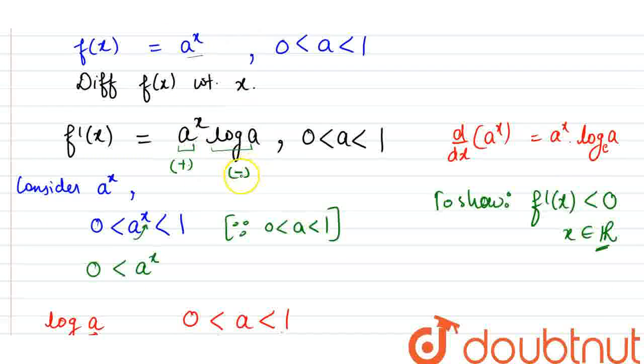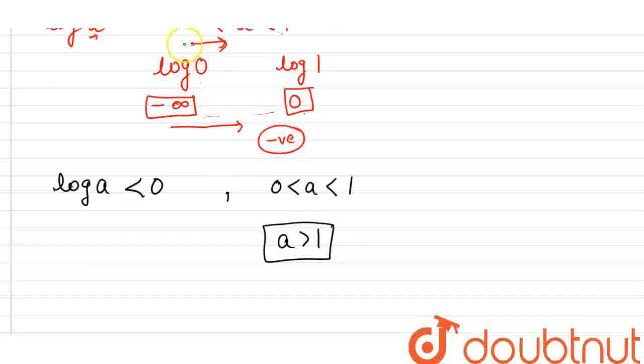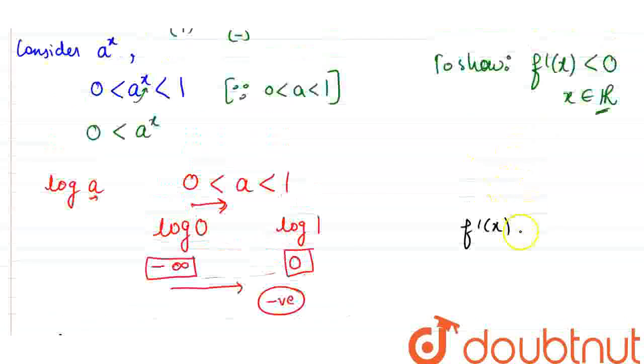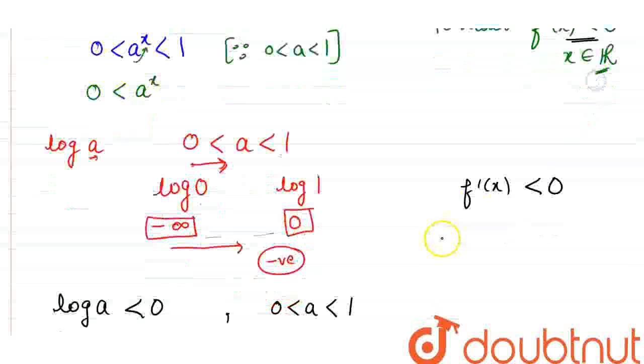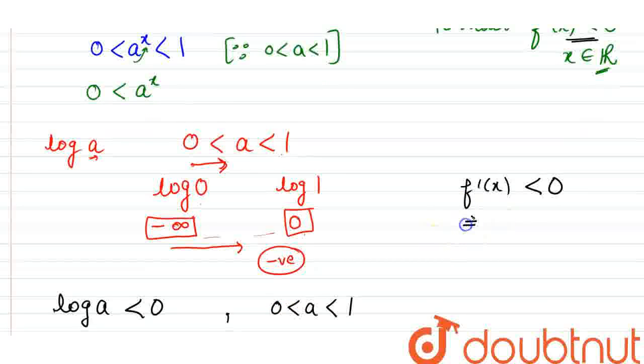So this is positive and this is negative. That means we have f dash x function overall less than 0, and this is what we need to show. Since f dash x is less than 0, this implies f of x is decreasing.